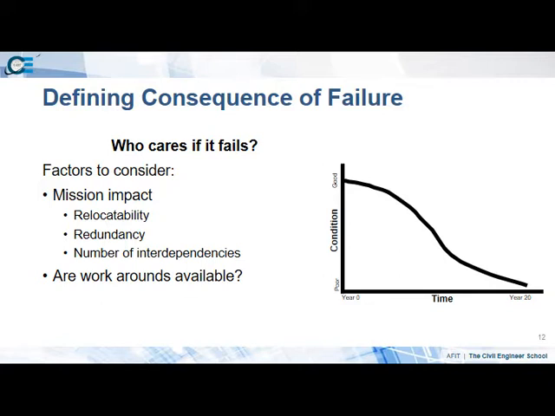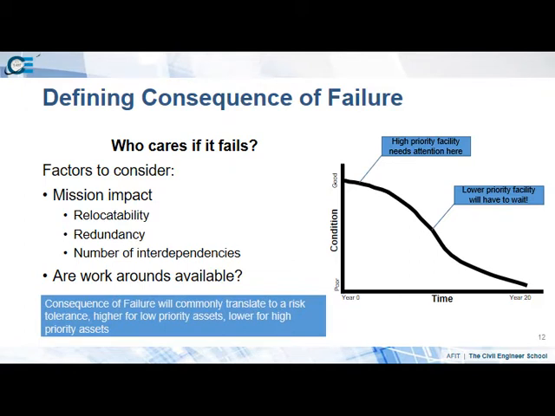So you might be wondering why the degradation curve is still on your screen. And that's because this is a good time for us to talk about risk tolerance. When we talk about assets which have a high consequence of failure, we may have to attend them more frequently and earlier in their life because they are high-risk assets. They have great mission impact. And that attention might come at the cost of a lower priority facility. So thus we can say consequence of failure will commonly translate to a risk tolerance, higher for low priority assets and lower for high priority assets.